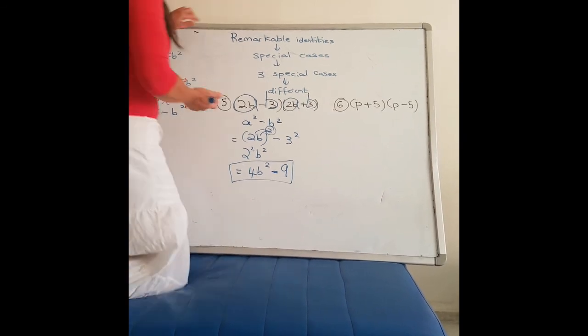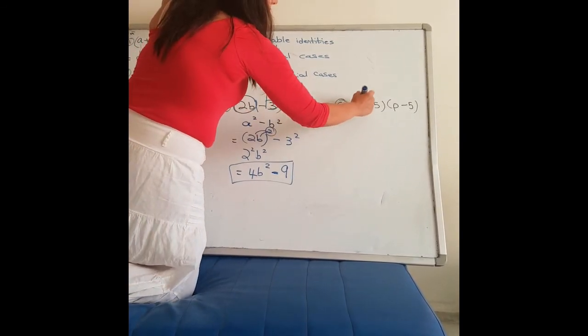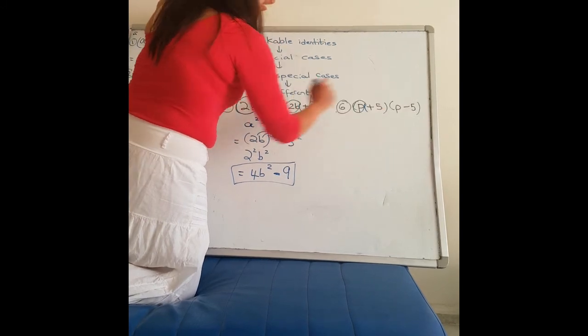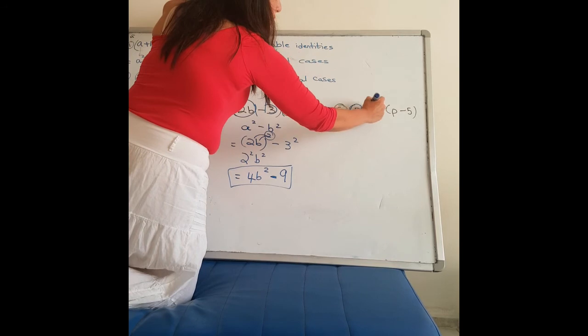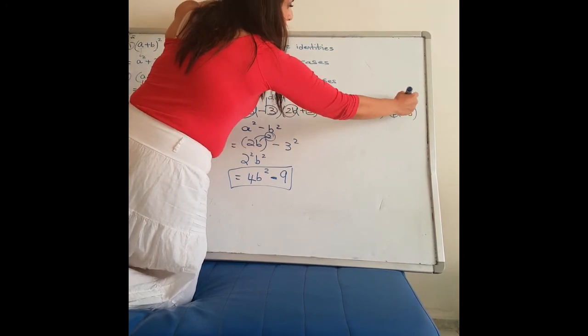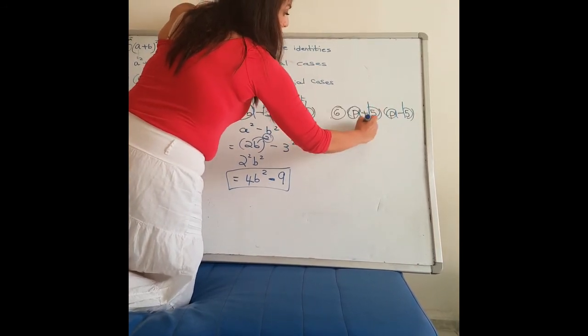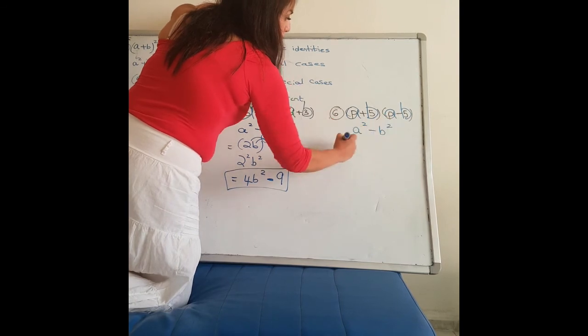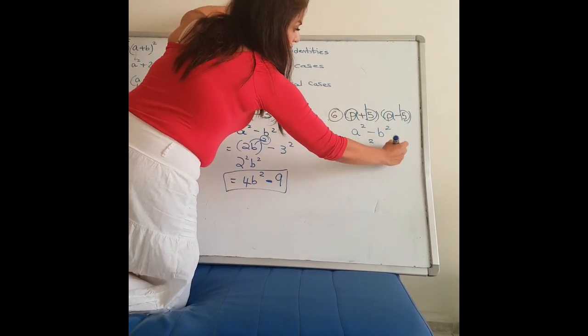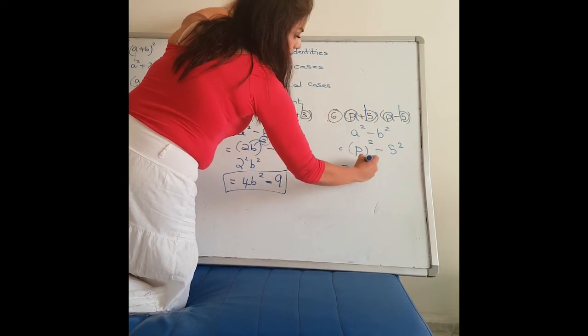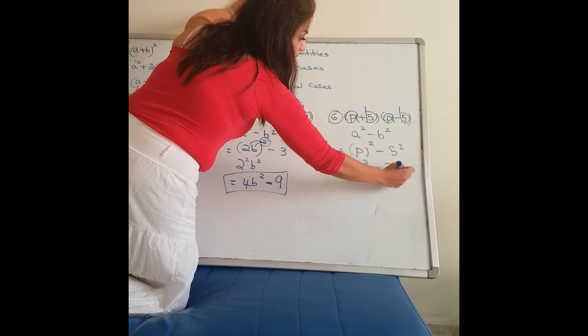In the last example, where is my a? Again, p plus 5, p minus 5, both are similar terms except for the plus and the minus. Where's my b? This is my a again, this is my b. So I need a2 minus b2, which is p to the second minus 5 to the second, which is p to the second minus 25.